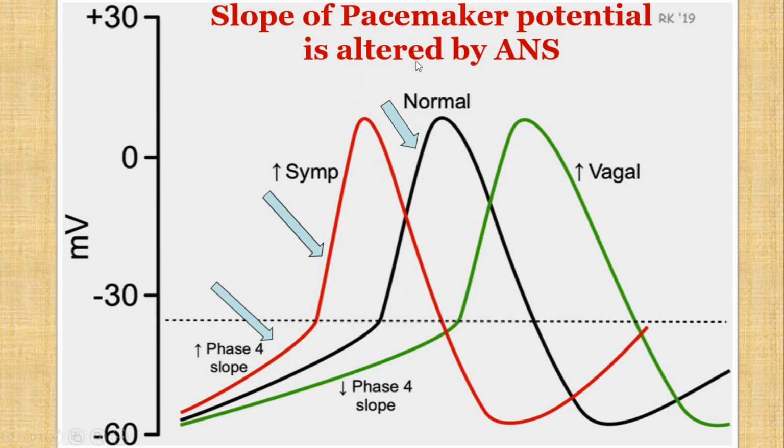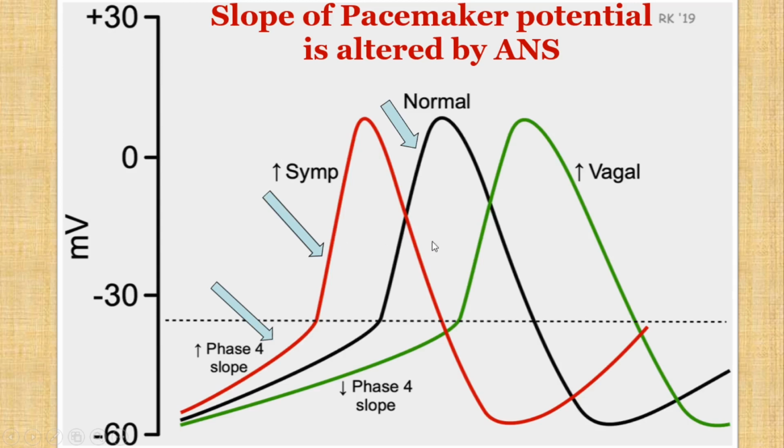So under the influence of the sympathetic nervous system, as the pacemaker activity is increased, because the slope of the pacemaker potential is increased, the membrane potential will come back to the threshold very fast. So the heart rate will increase, because the number of action potentials per minute will also increase.